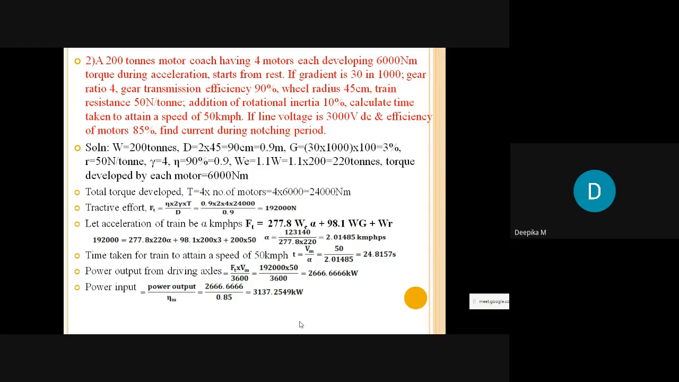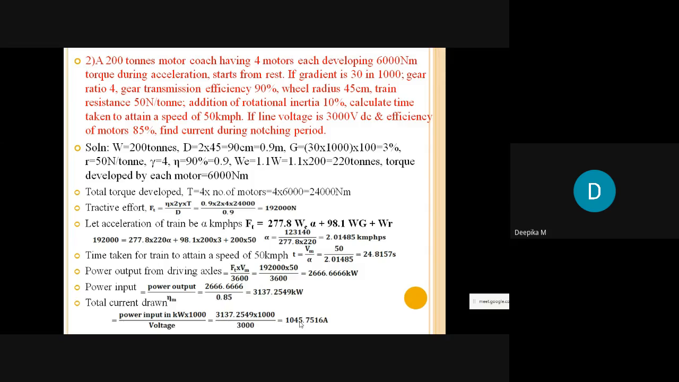For power input, we have the formula, which is nothing but voltage into current. I know the voltage, which is given in the problem, 3000 volt. Then I can calculate the current during the notching up period. So what is I now? Current is nothing but power input divided by voltage. Let us convert the kilowatt into watt by multiplying by 1000, divided by voltage, which will give you the answer 1045.7516 ampere.